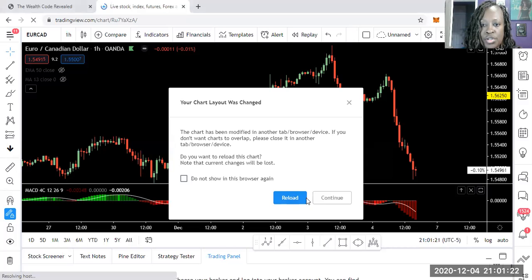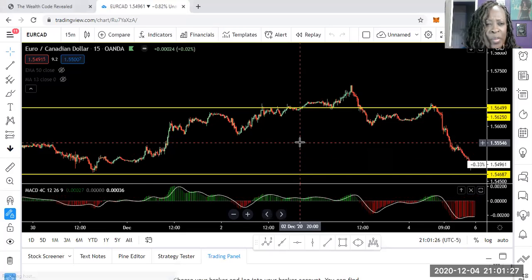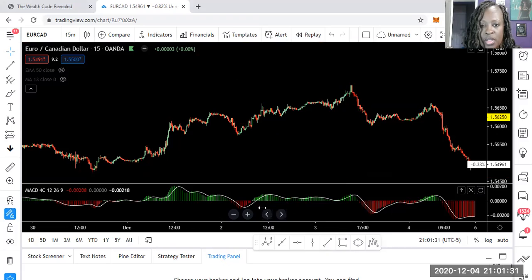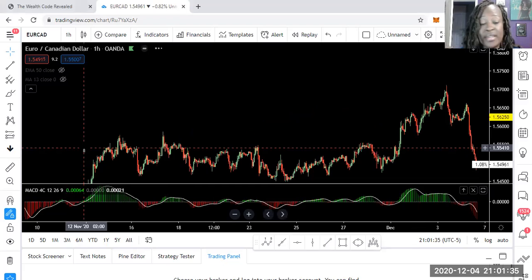And what's happening on the screen? Okay, because I have two open, and that happens when you have two of them open. And what did it do? Okay, it doesn't matter what the chart is. Okay, so let's go ahead over to the hour. It really doesn't matter the time frame either.